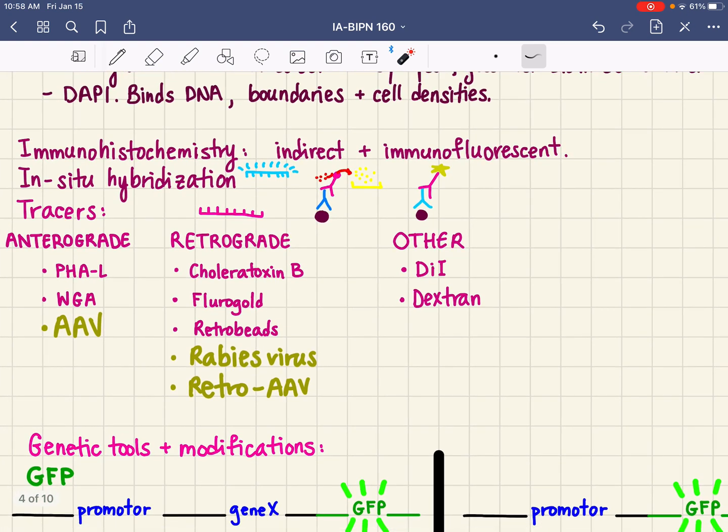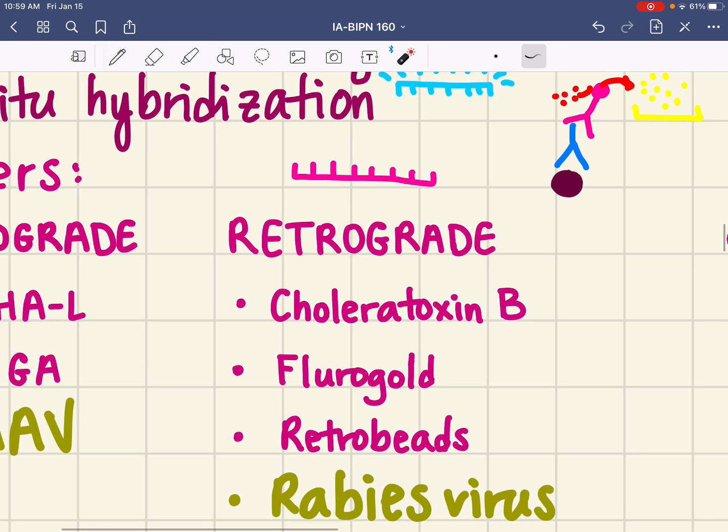Then we went ahead and talked about tracers. So there are 3 types of tracers: anterograde, retrograde, and some other ones. Anterograde tracers are tracers that take up the tracer in the cell body and they move it along the soma and the axon all the way to the axon terminal. Okay, so in a sense, they show, let's write it in black, they show the output of a brain area.